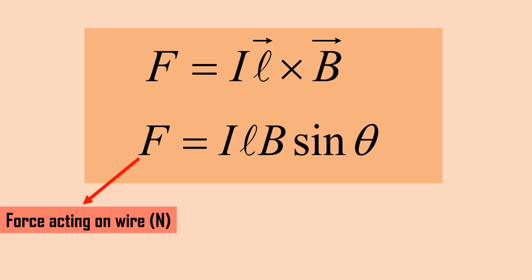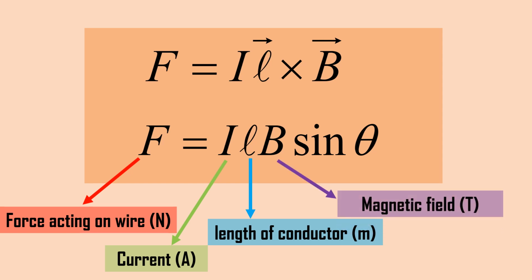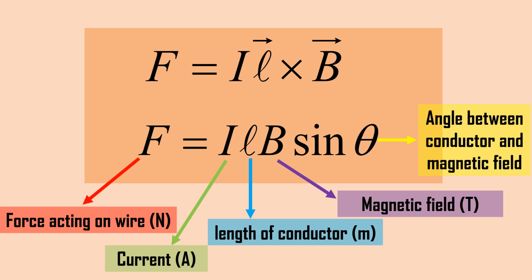So F is the force acting on a conductor or wire with an SI unit of newton, and L is the length of a conductor in meter. I is the current flowing through the conductor in ampere, and B is the magnetic field strength in tesla. And the last one, theta, is the angle between the conductor and magnetic field. To determine this angle, we can simply look at the angle between the current flow and the magnetic field.